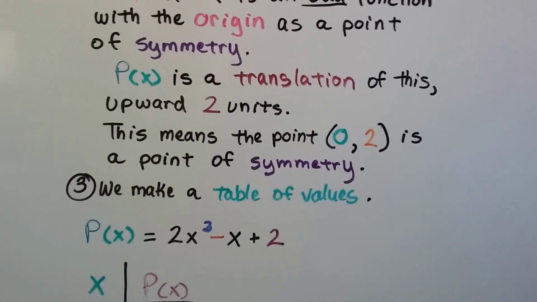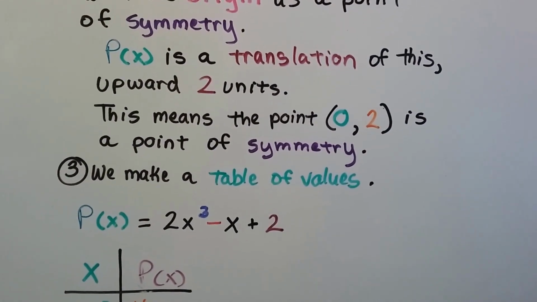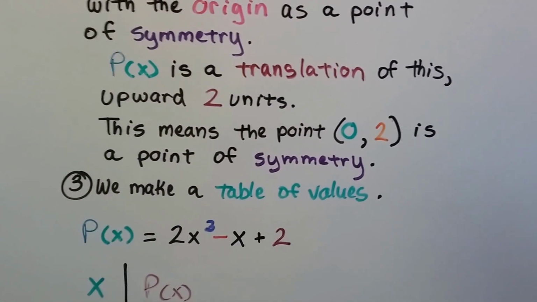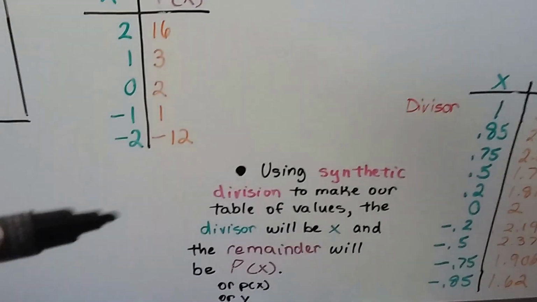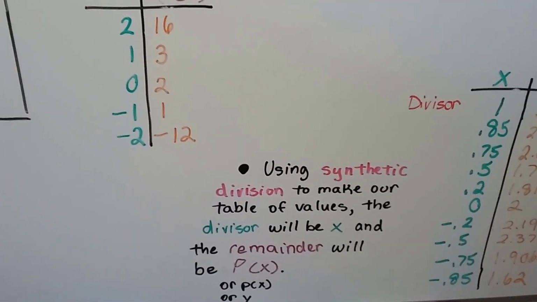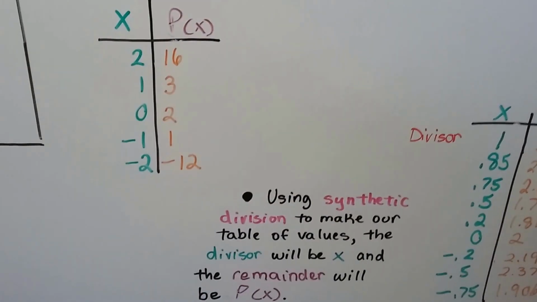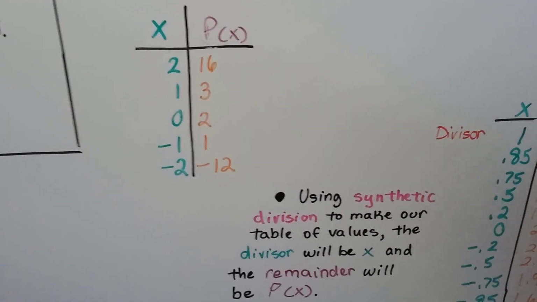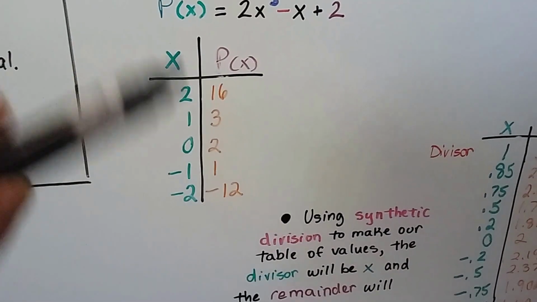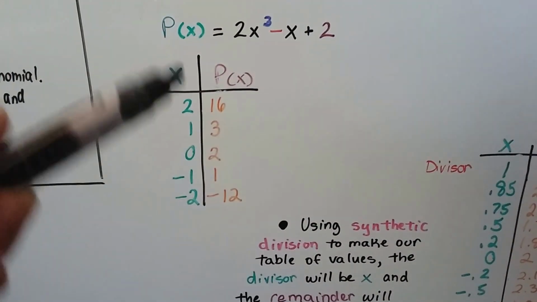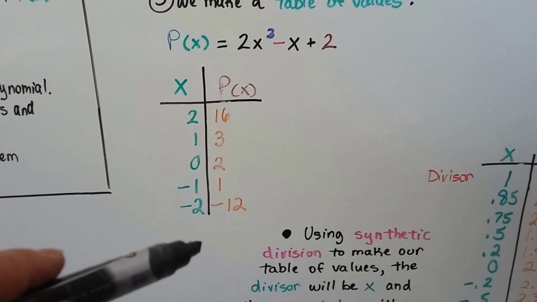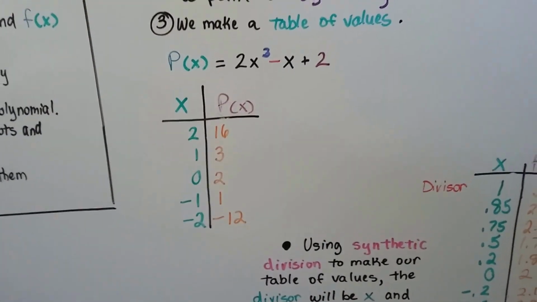We make a table of values. So our polynomial is p of x equals 2x to the third minus x plus 2. Now, if we use synthetic division to make our table of values, the divisor will be x and the remainder will be p of x. All right? So I'll show you in a second. We have these as our x and y values that fit into this.